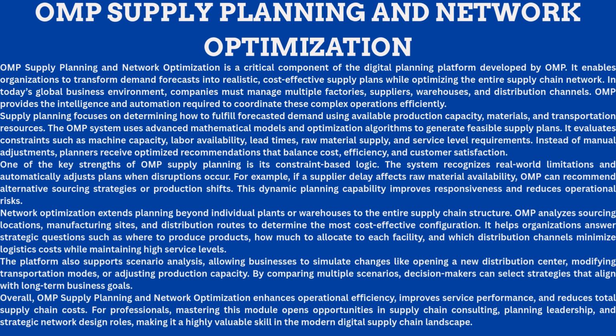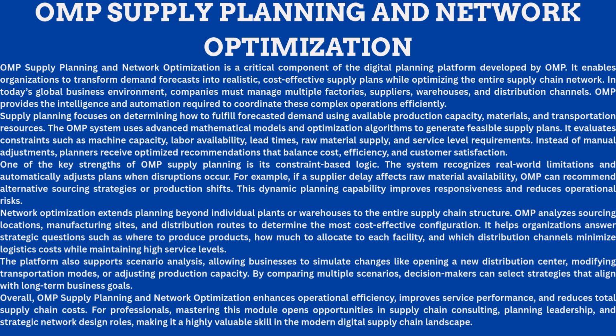Network optimization extends planning beyond individual plants or warehouses to the entire supply chain structure. OMP analyzes sourcing locations, manufacturing sites, and distribution routes to determine the most cost-effective configuration. It helps organizations answer strategic questions such as where to produce products, how much to allocate to each facility, and which distribution channels minimize logistics costs while maintaining high service levels.